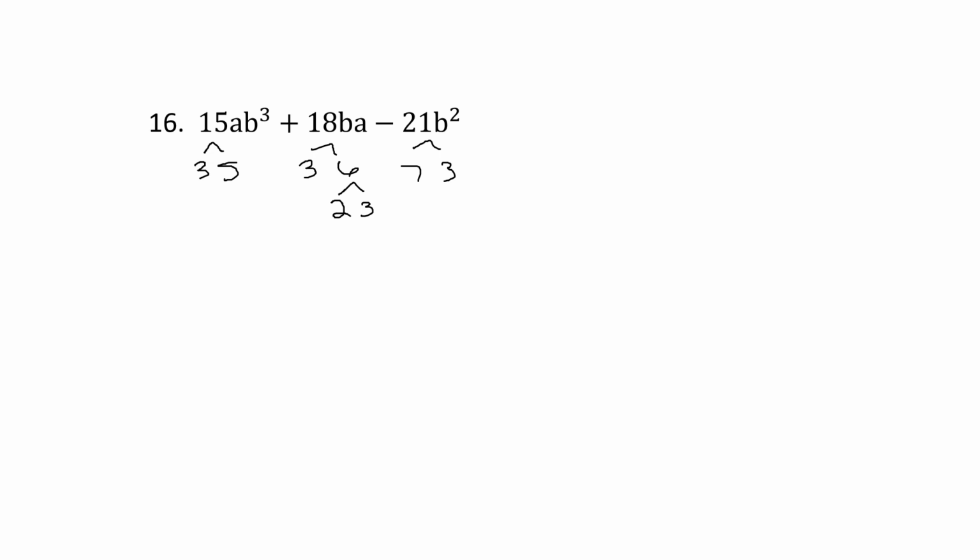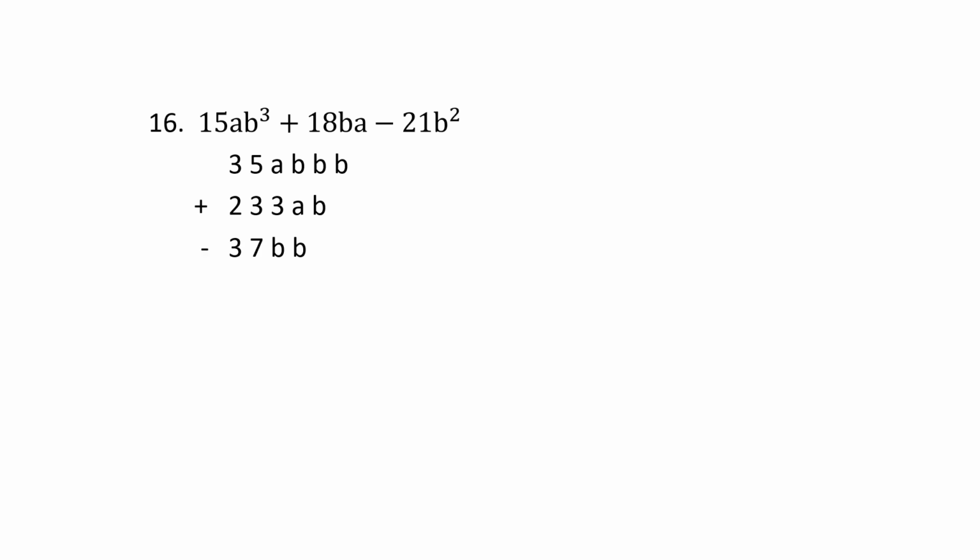So I'm going to tree everything out, but instead of doing it like that, because I've already typed this up, I should have left some space. We're going to write this out. So 15ab cubed becomes 3 times 5, a, and then b. Remember, spread out those letters. And then I have my plus 18, there it is spread out. And then I have minus 21, there it is spread out.